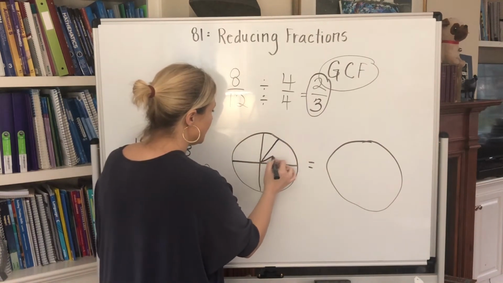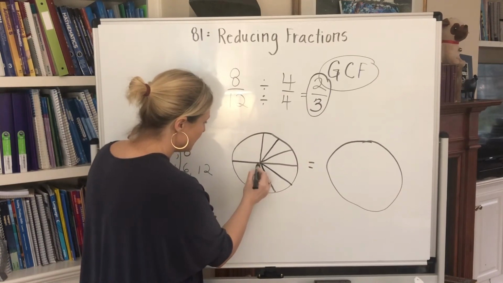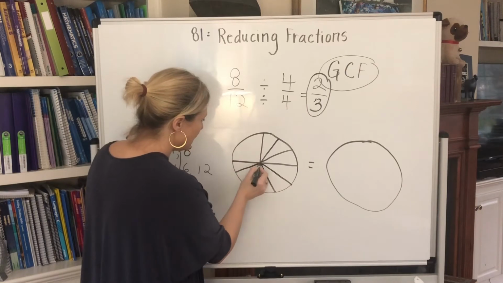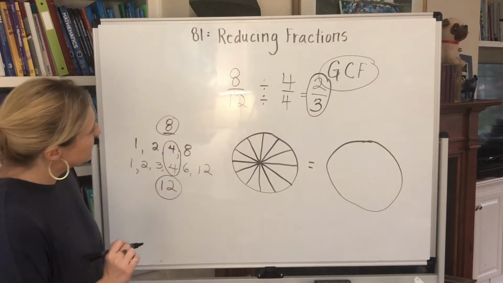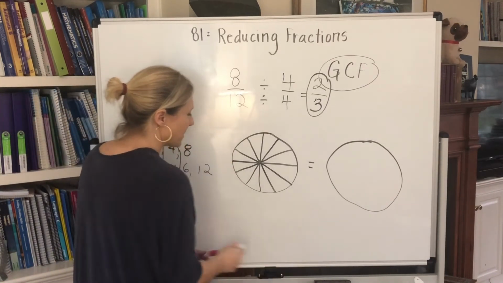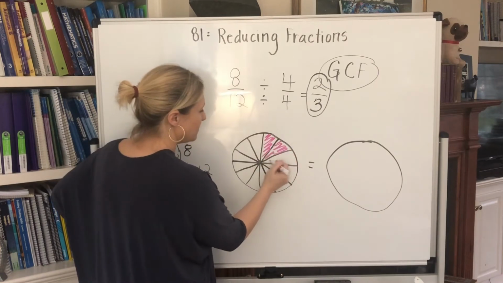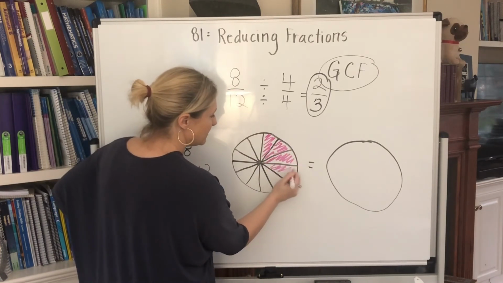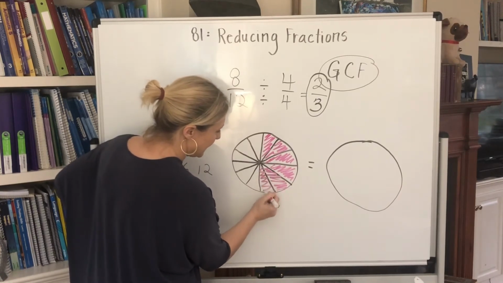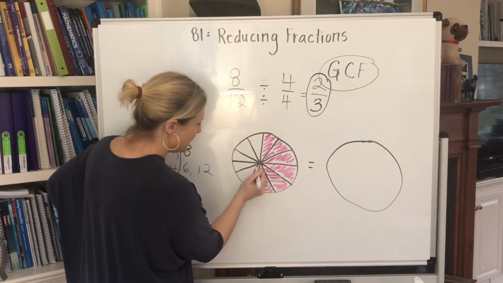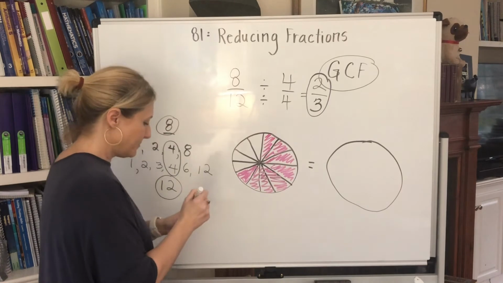Okay, so I'm going to put 2 lines here, 2 lines here, 2 more, and 2 more. That equals 12 pieces. And I'm going to shade in, let me use a different color for you. I'm going to shade in 1, 2, 3, 4, 5, 6, 7, 8. There we go, 8 pieces.